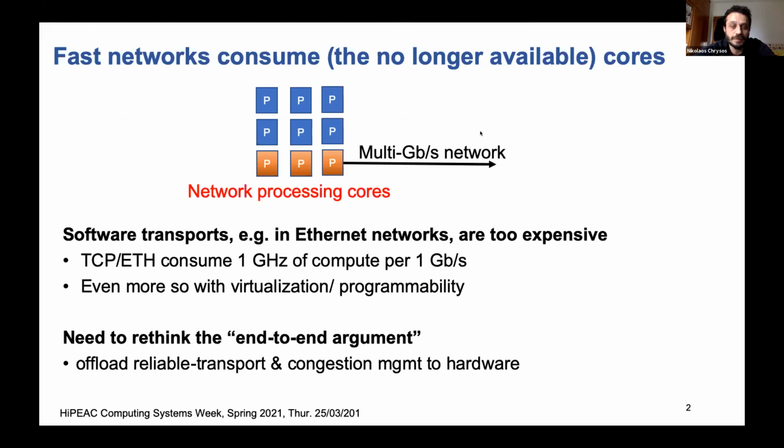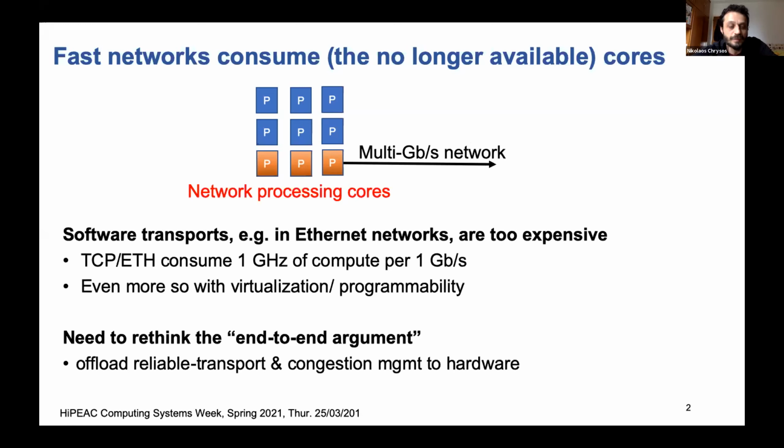We have a processor with many cores, and it needs to drive a gigabit network. The problem is that networks also consume cycles. They also need processing power. Software transports like TCP over Ethernet are too expensive in this regime, because in order to transmit data they need to occupy the processor. There is a rule of thumb saying that for every gigabit per second of network bandwidth, we need to consume 1 gigahertz of computing power, which means essentially one core, more or less. And this becomes even more demanding as we have more virtualization and programmability in the network.